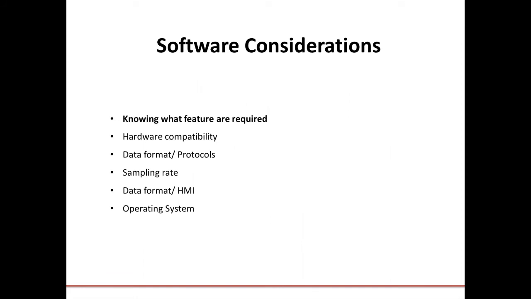For software considerations, you want to be able to choose a software package, or use an existing software package, which can achieve the goals of your system. So for instance, if you have a software package in mind, you want to be sure that the hardware is compatible with it and the sensors will provide the accurate data. Data format and protocols are very important for those. Certain software packages only communicate certain protocols, or maybe require a direct connection, whether it be through a PCI card.